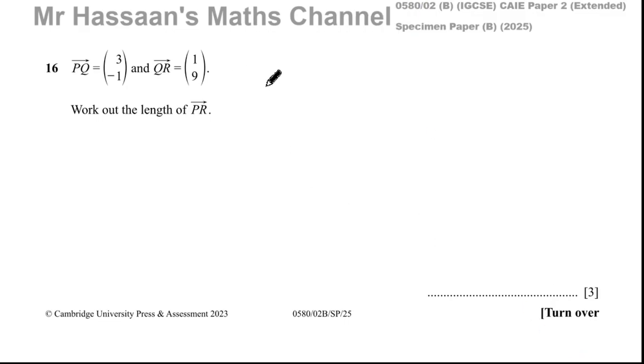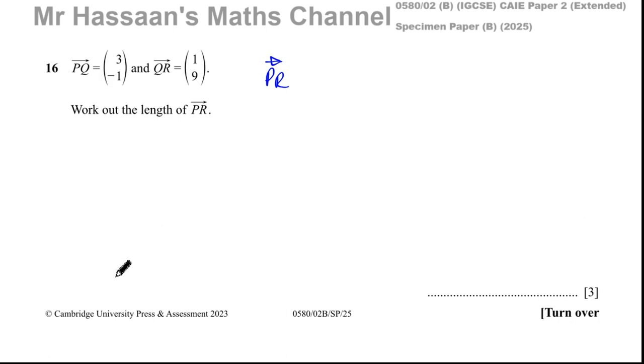So the length of PR is what we need to work out. We need to work out the vector PR before we can find its length. I don't really need to show a diagram, it's very easy to do this without one, but just to illustrate it to the students, how we can picture what's going on might be useful.